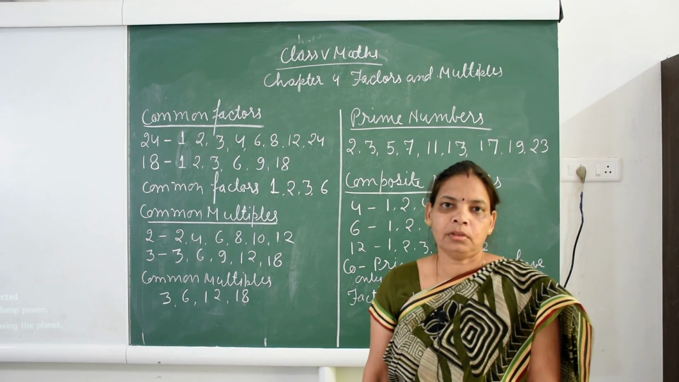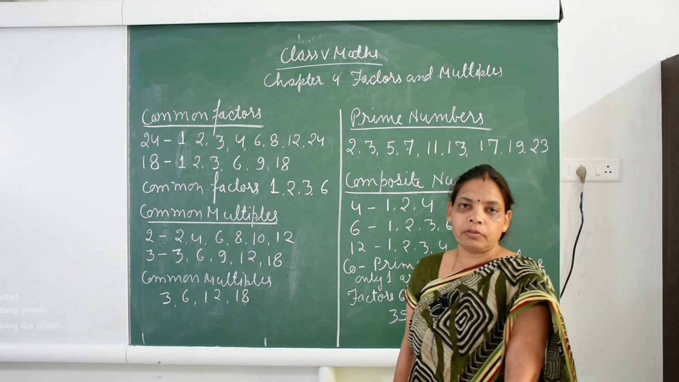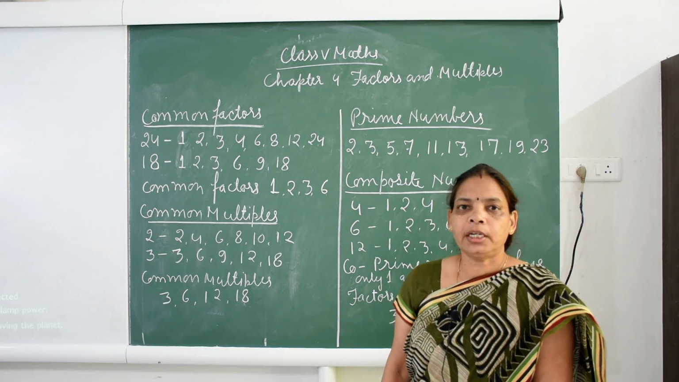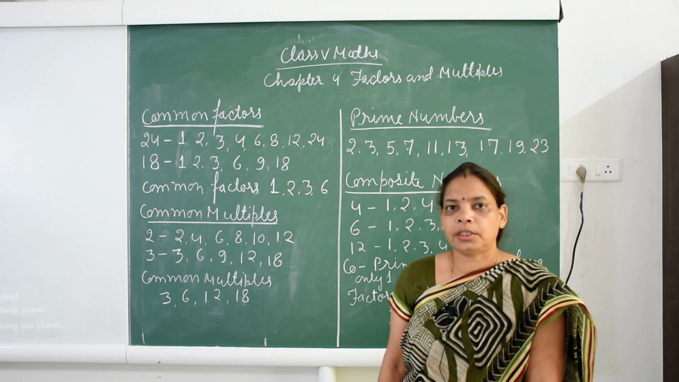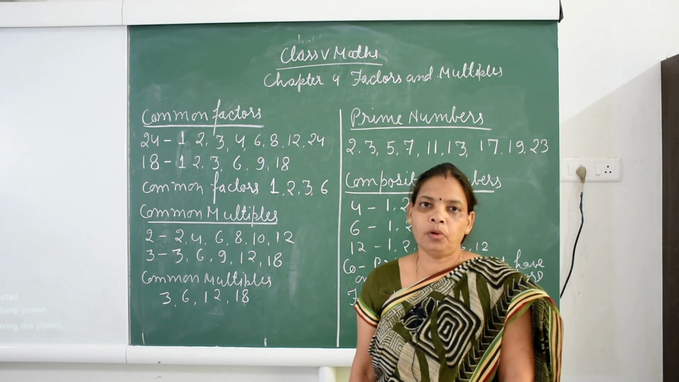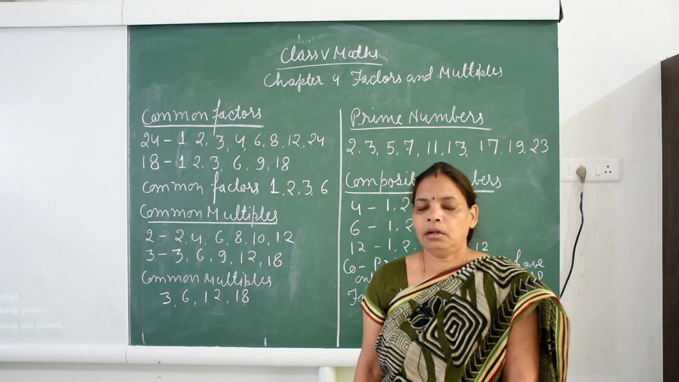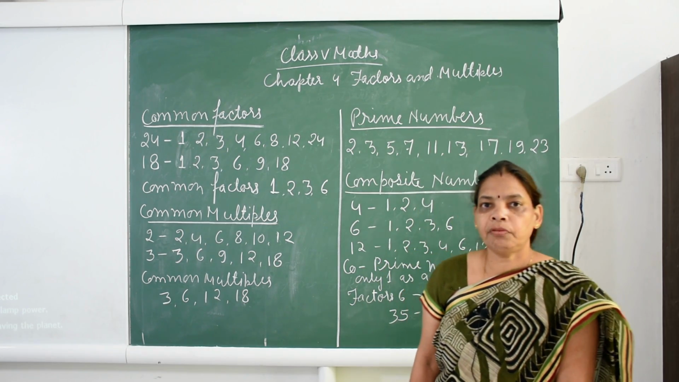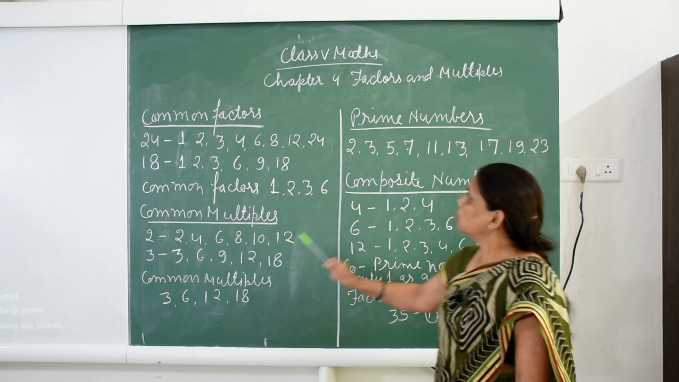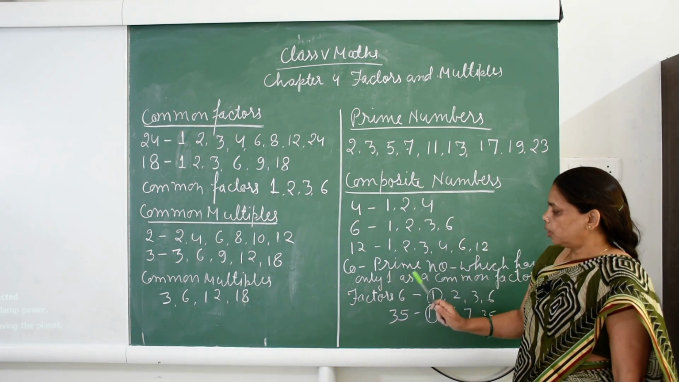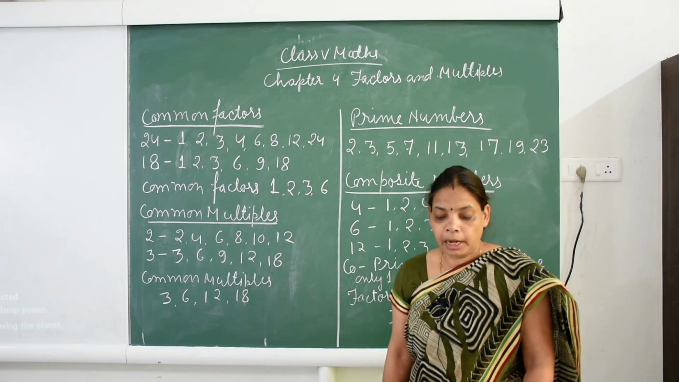Students, your term 1 exam is completed. Now today we will continue our chapter 4. We already discussed in the previous video what multiples and factors are, their properties, and the divisibility rules of 2, 3, 5, 6 and 9. So today we will learn what is a common factor, what are common multiples, prime numbers, composite numbers, co-prime numbers and twin prime numbers.